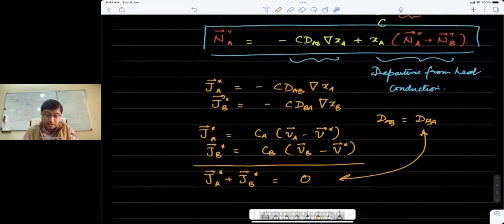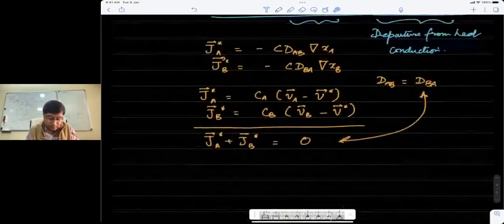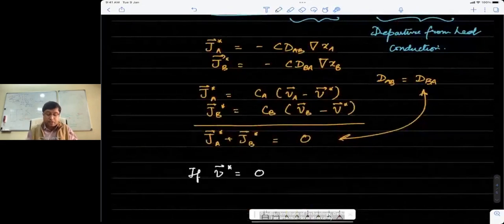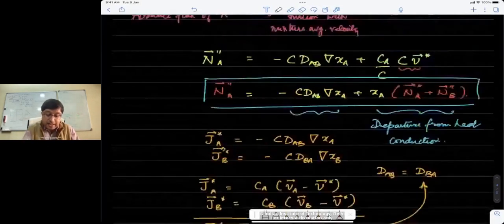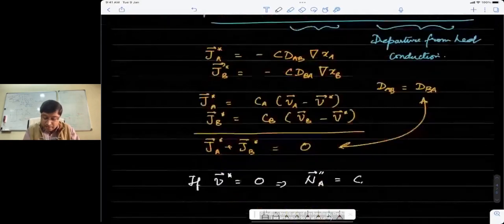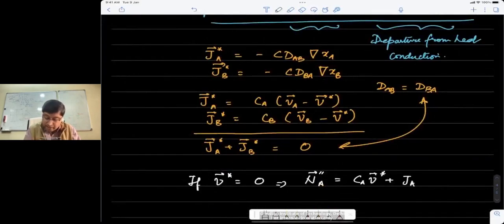But I'm more interested in a scenario where V star is 0. So if the mixture molar average velocity was 0, what happens there? Which is the case where I was saying that the interface is not moving. So if the mixture mole average velocity is 0, clearly N double dash A, which we wrote as CA V star plus JA star, has the first term equal to 0, and this becomes just JA star.